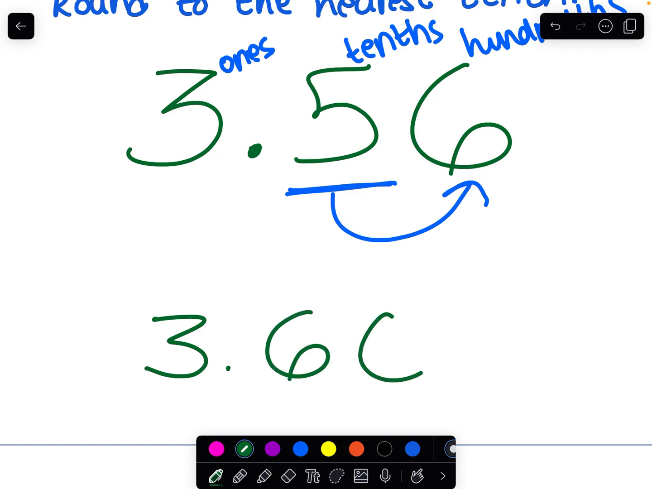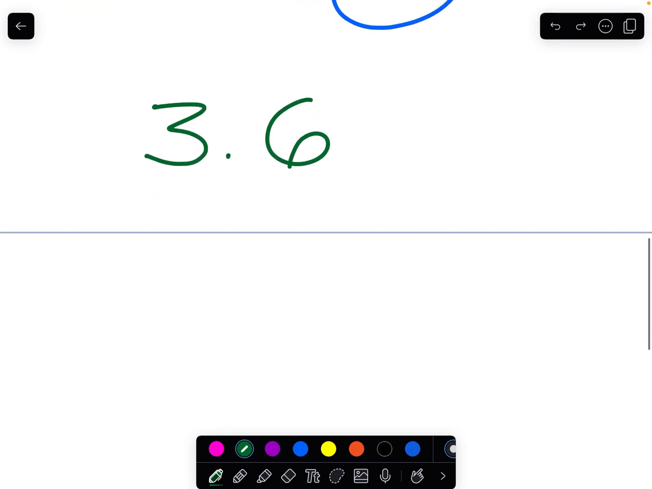And now I suppose you could turn the 6 in the original number into a 0, but we really don't need to do that because it doesn't have any value in this number. And so really what we do is we just drop the numbers to the right of the number that we are rounding to. So our answer is 3.6.